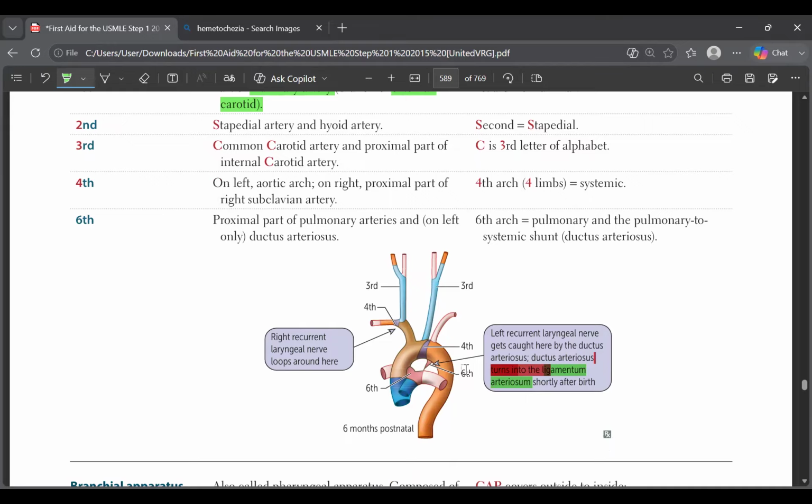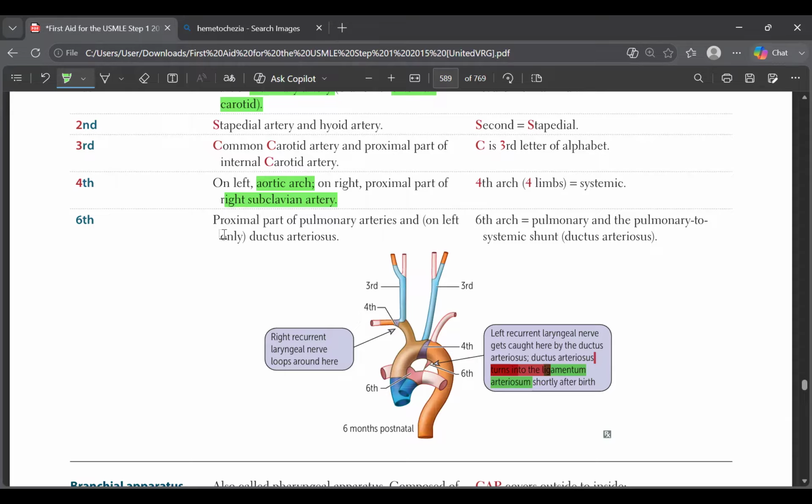Fourth, on the left, forms the aortic arch, and on the right, the proximal part of the right subclavian artery. Fourth arch, four limbs, and it provides systemic supply. So here it is forming part of the aortic arch, the fourth aortic arch on the left, and on the right, it is forming part of the right subclavian artery there.